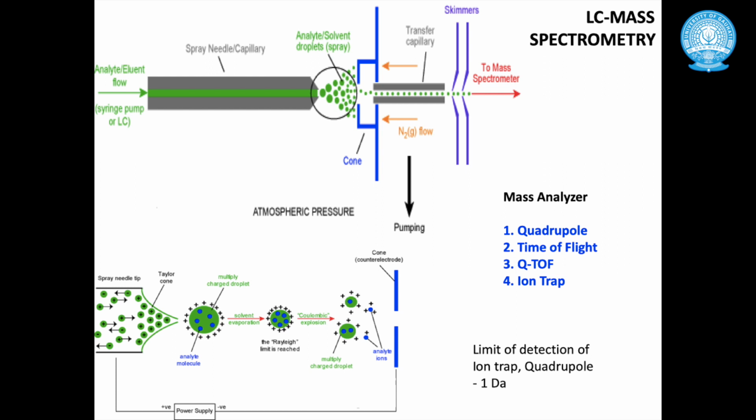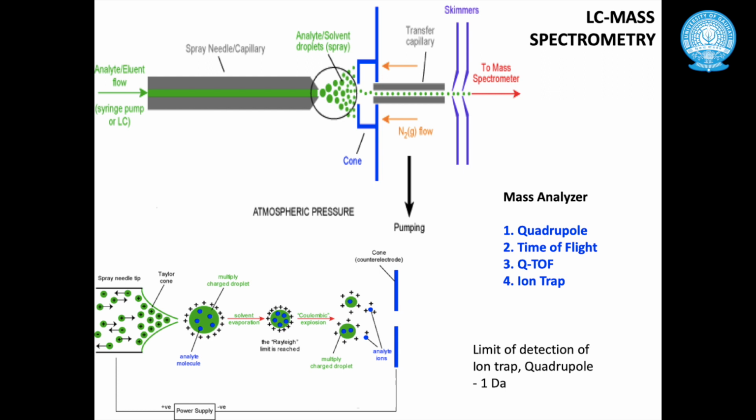The whole of the mass spectrometry chamber is maintained in vacuum, because there are many settings which are normally not possible in an atmosphere which is not vacuum. That is why the vacuum condition is required.